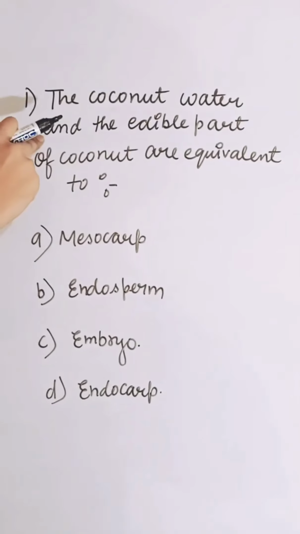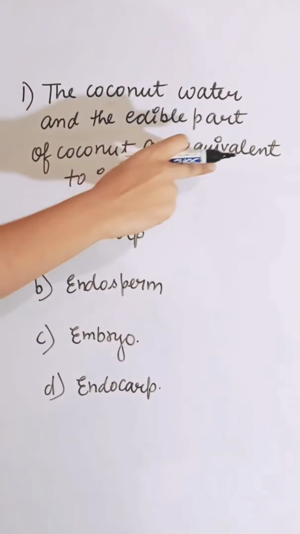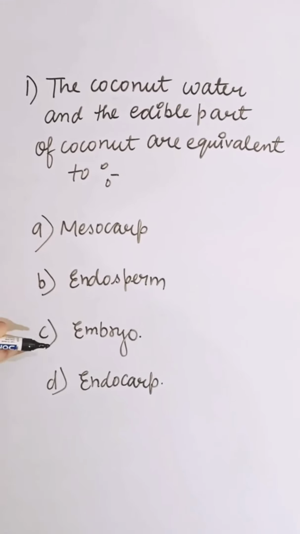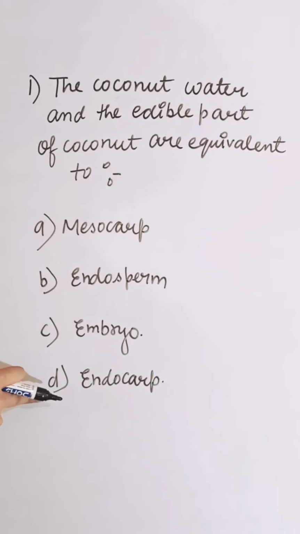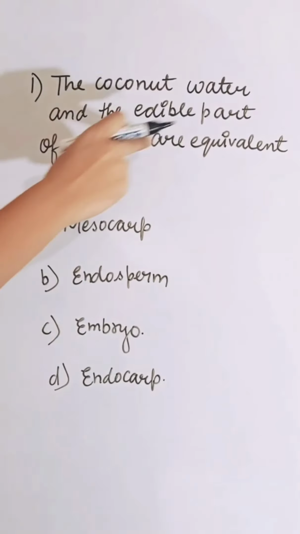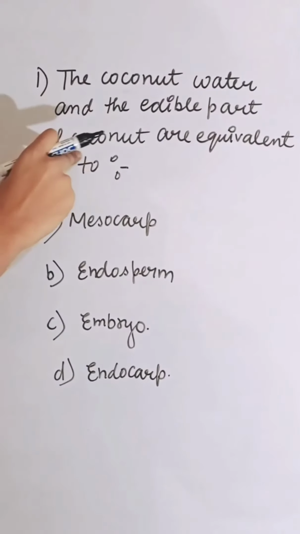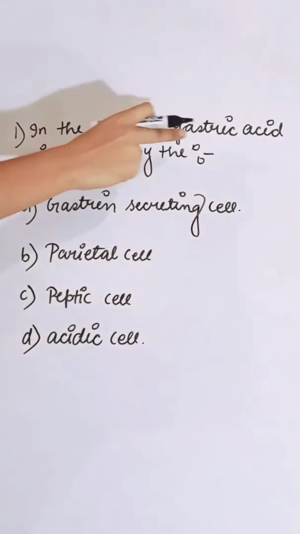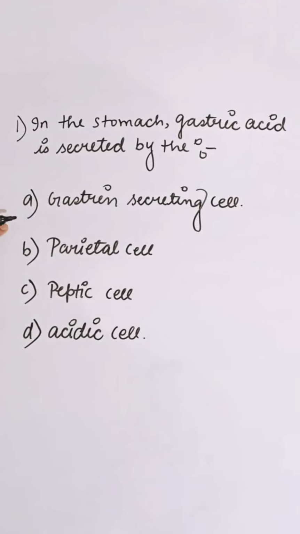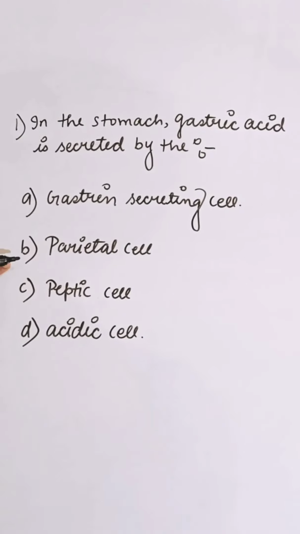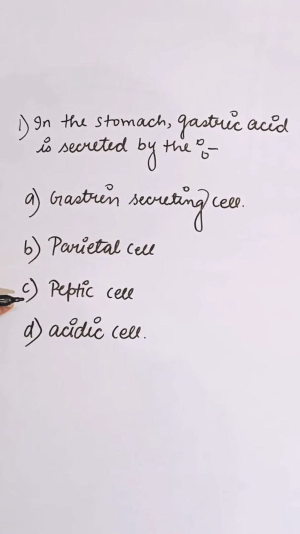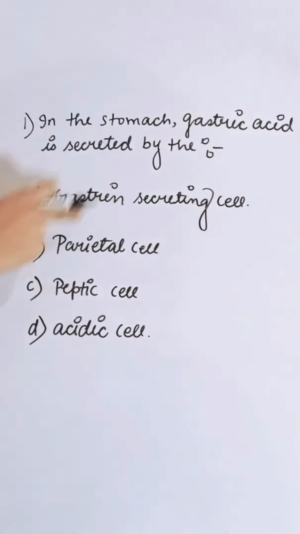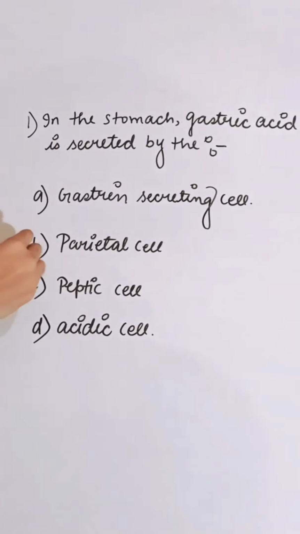The coconut water and the edible part of coconut are equivalent to first option mesocarp, second is endosperm, third is embryo and fourth is endocarp. Endosperm is the equivalent part of the coconut water and coconut. So correct answer is B. In the stomach, gastric acid is secreted by first option gastrin secreting cell, second is parietal cell, third is peptic cell, fourth is acidic cell. In stomach, gastric acid is secreted by the parietal cell. So correct answer is B.